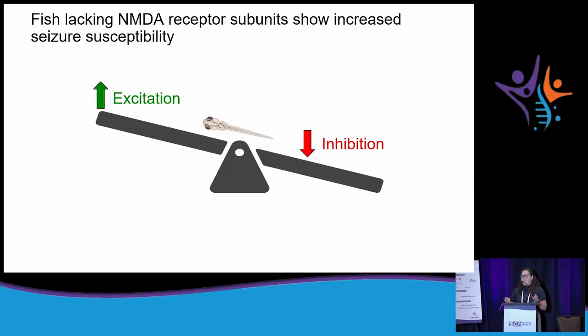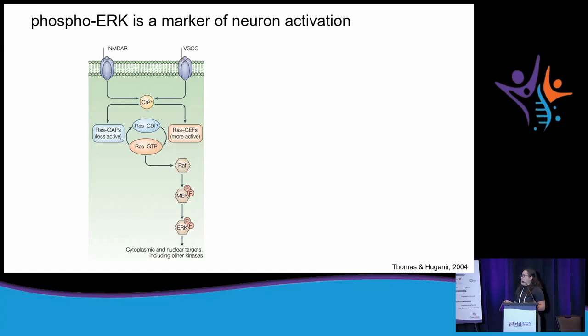And then to just summarize a lot of my work and what I've talked about, I've seen so far that fish lacking NMDA receptor subunits, or the three that I've looked at, GRIN1, GRIN2A, and GRIN2D, seem to show increased seizure susceptibility, likely reflecting an imbalance in neural activity in the brain. And then to quickly touch on some future directions, I'm interested in carrying out immunostaining for phospho-ERK to detect these brain regions that may be contributing to seizure development.